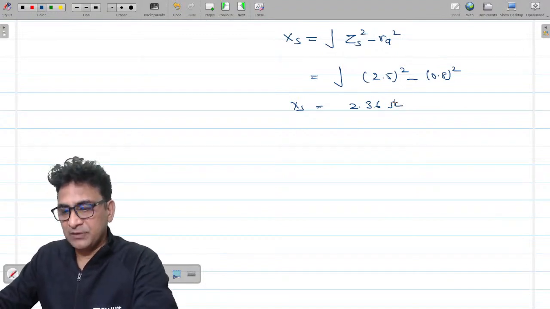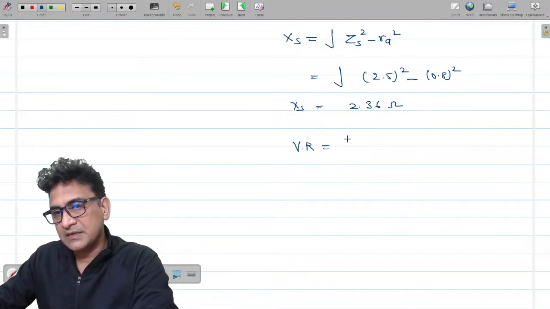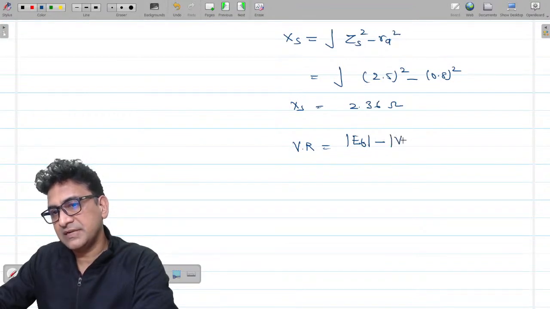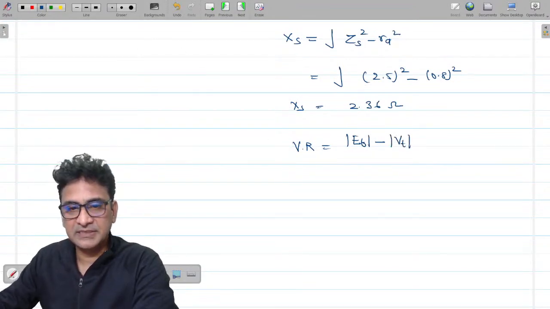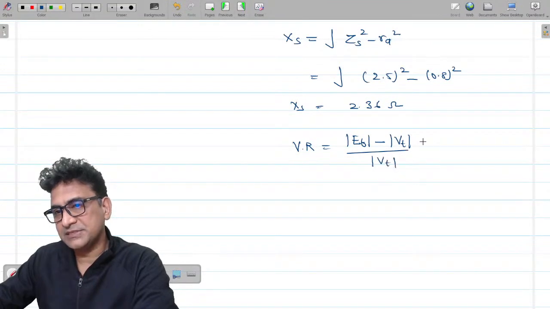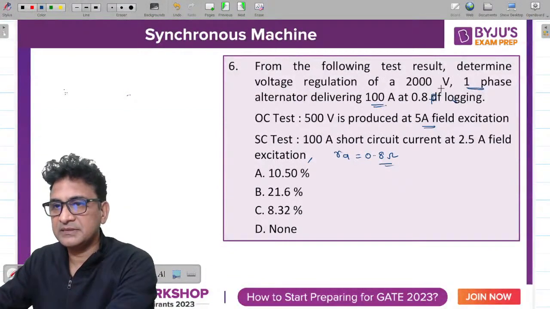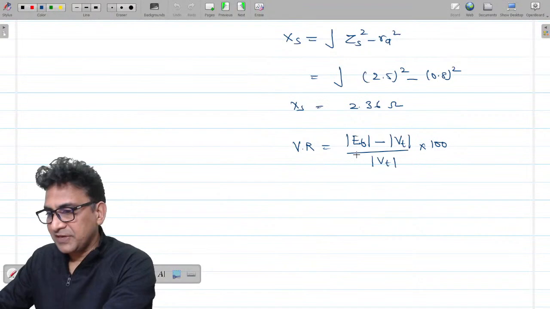So what is the voltage regulation? What is the formula to calculate the voltage regulation? It is the no load voltage EF magnitude versus the load voltage VT, divided by VT. How much voltage is changed when you remove the load? VT is given at 100 ampere, it is 2000. Now we just have to find out the value of EF.